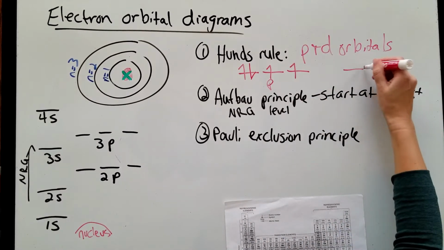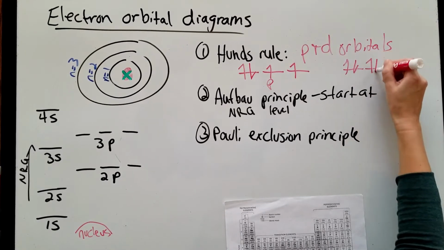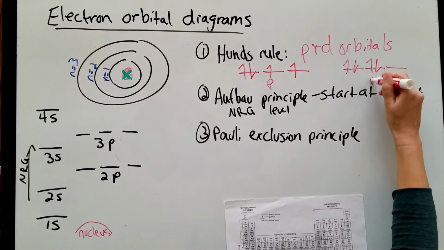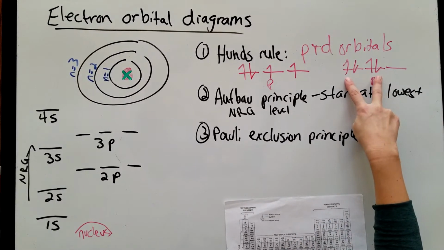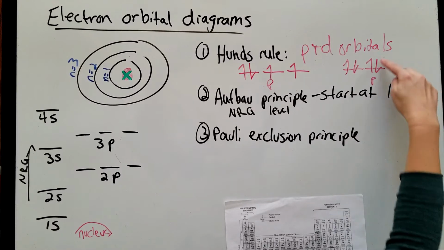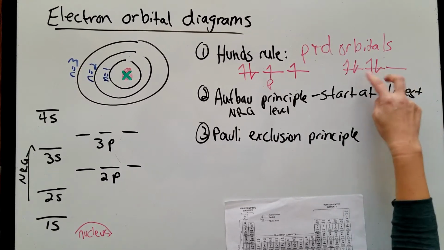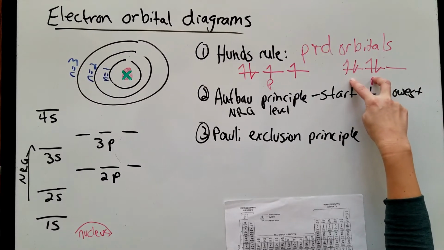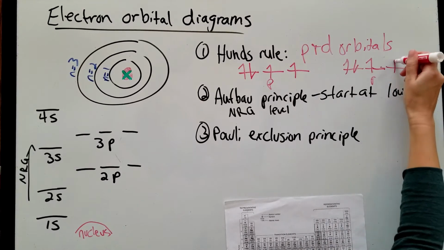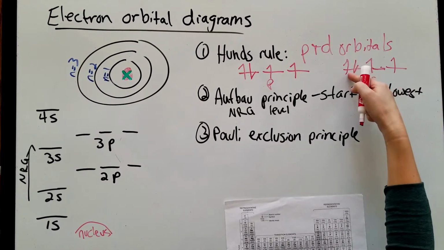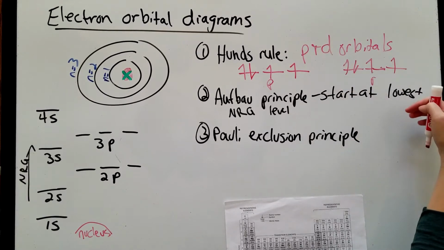Now, if I were to draw 4 electrons in a p sublevel like this, that would be incorrect. What I did was I paired them up and I have no electrons in that empty orbital. This is wrong because they don't want to pair up unless they have to. So I want to spread them out and put 1 in each and only pair them up when I need to. That's what Hund's rule is saying. Spread them out.